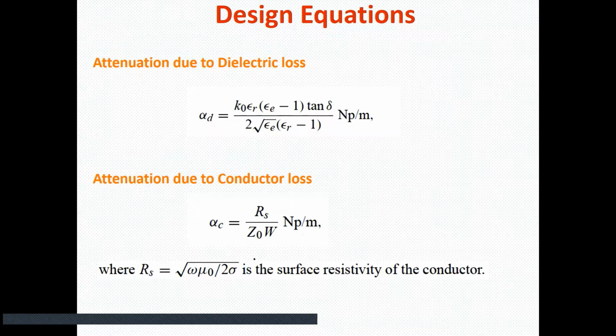In the microstrip line, we have two kinds of attenuation. First, attenuation due to dielectric loss, that is alpha_d equal to k0 epsilon_r (epsilon_effective minus 1) tan delta, where tan delta is the loss tangent of the material, divided by 2 root epsilon_r effective (epsilon_r minus 1) Neper per meter. And the attenuation due to the conductor is Rs upon Z0 W Neper per meter, where Rs is root of omega mu0 upon 2 sigma.